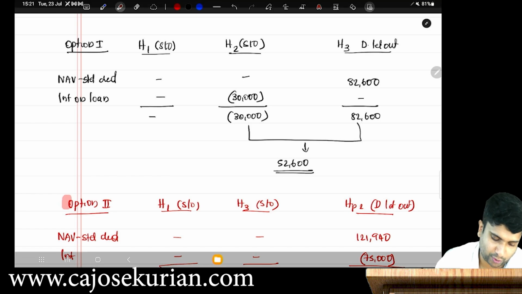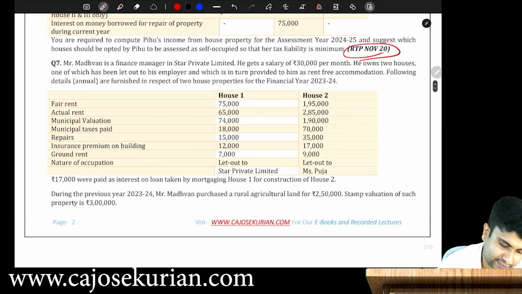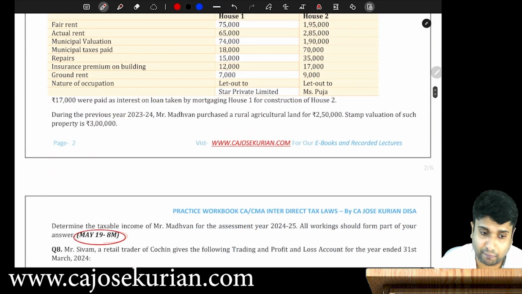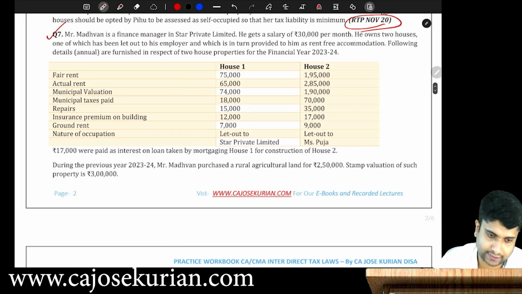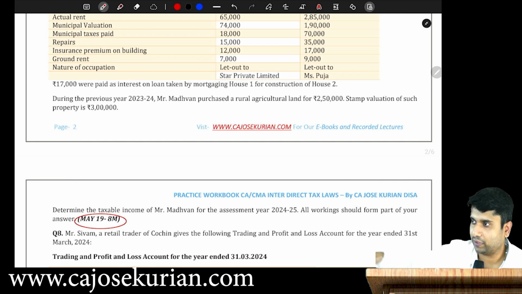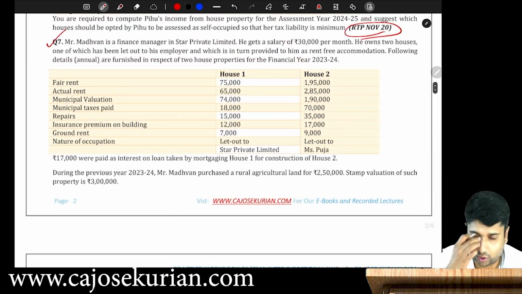And we'll do something innovative. Rather than sticking to one head, now we will mix up 2 heads. Read question number 7 and give me the answer. It's a fantastic question. It's May 2019, an 8 mark question. And there is some problem in this question: one sentence is in the next page. So, determine taxable income of Madhavan for assessment year 24-25. All working should form part of your answer. There is nothing substantial in that page. So, it is an 8 mark question, May 19. Please solve it together.